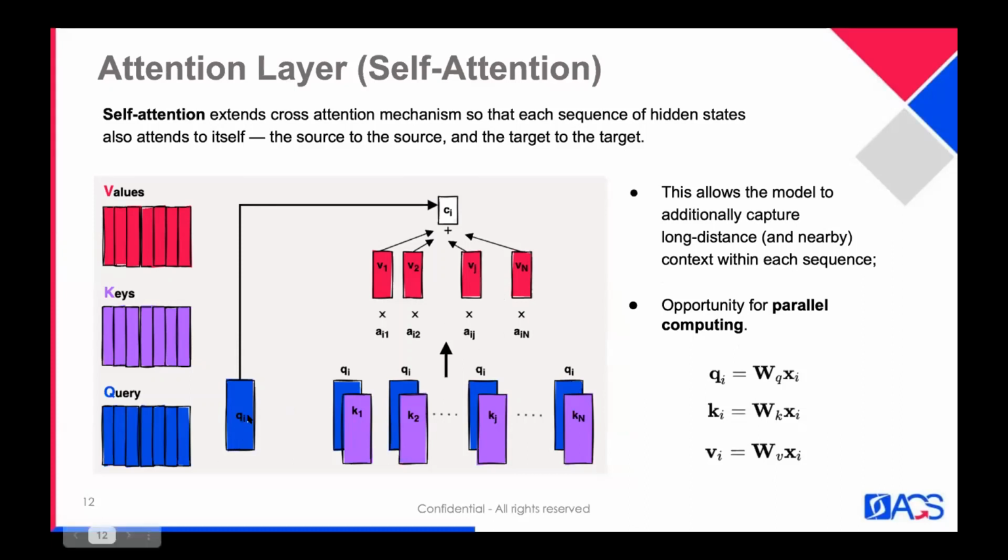For each step i, we have to compute the ci associated with it, and we can do this independently from the other j or i, let's say. So we have an opportunity for parallel computation.